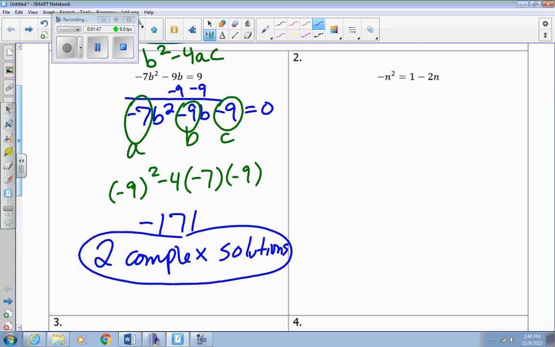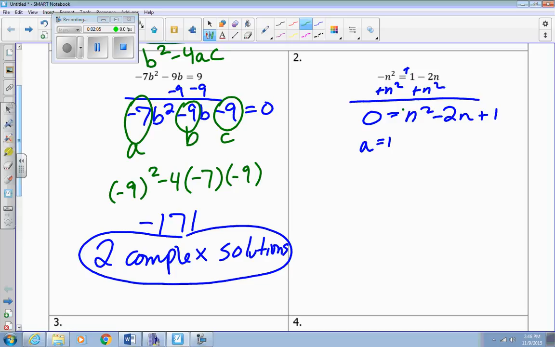Number 2, set it equal to 0. Easiest thing to do would be add n squared. Really does not matter. 0 equals n squared, and I'm going to put from biggest exponent to smallest. Positive 1, so plus 1. So we have a equals 1. There's a 1 in front of the n squared. B equals negative 2, and c equals 1. So we have b squared minus 4 times a times c.